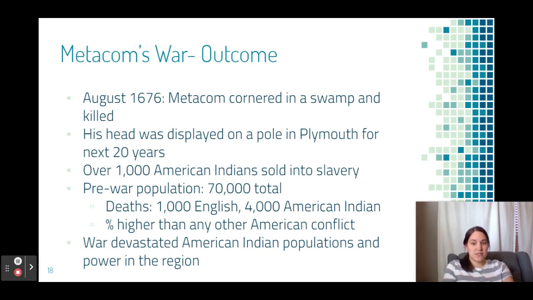And so here you can see some of the statistics of the population, about 5,000 total deaths out of a population of 70,000. And that percentage is higher than any other American conflict. And so this war really devastated American Indian populations in the region, and really they lost power. Many ended up moving west towards the Appalachians and being absorbed into other American Indian groups. But it really decimated the presence of American Indians in this area.